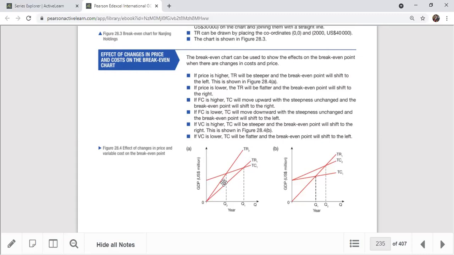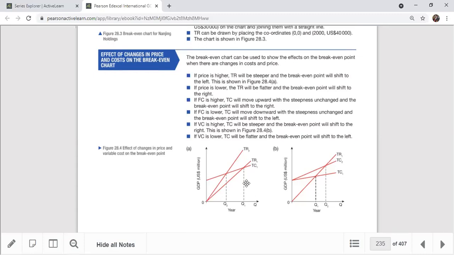On the other hand, the opposite side is the same thing. If the price goes down, total revenue will be flatter. The curve will go down, flatter and not steeper. And then we have to sell more items. So the break-even quantity also increases, from Q2 to Q1 like that.